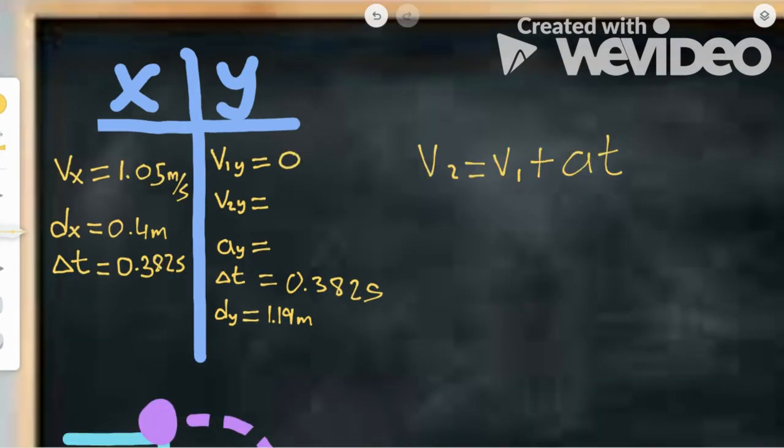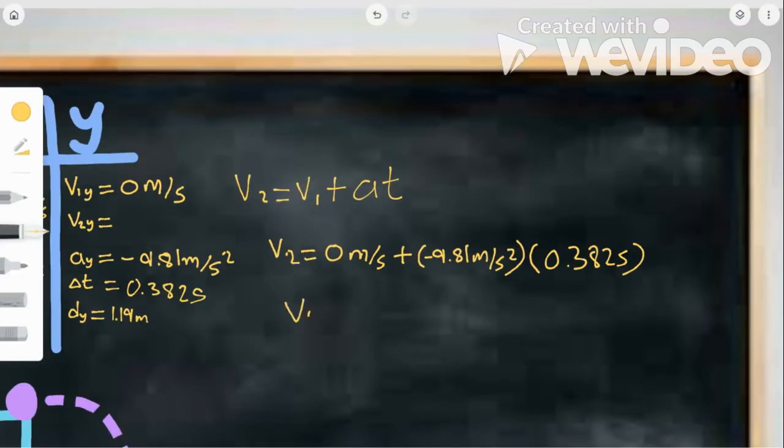Since he started from rest, his first velocity in the y direction is 0 meters per second. Because the only force acting on the cat is gravity, we also know that our acceleration is going to be negative 9.81 meters per second squared. With these measured values, we are able to use the kinematics formula v2 equals v1 plus at to solve for v2y.